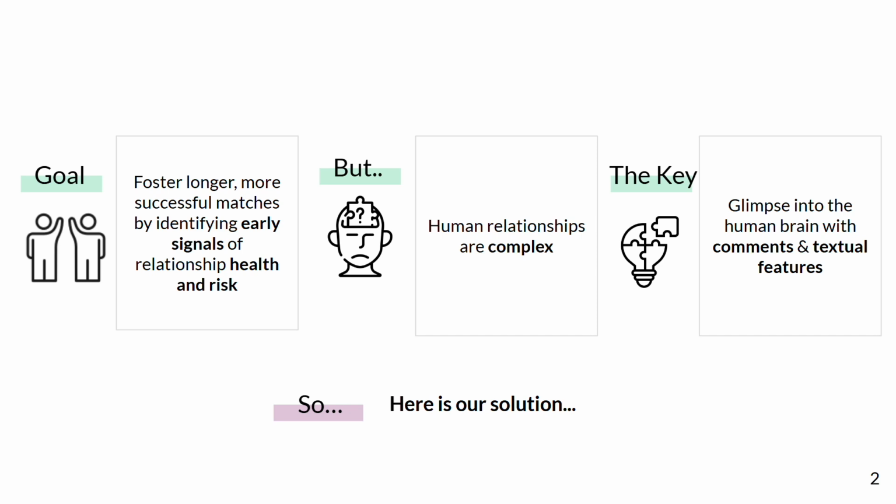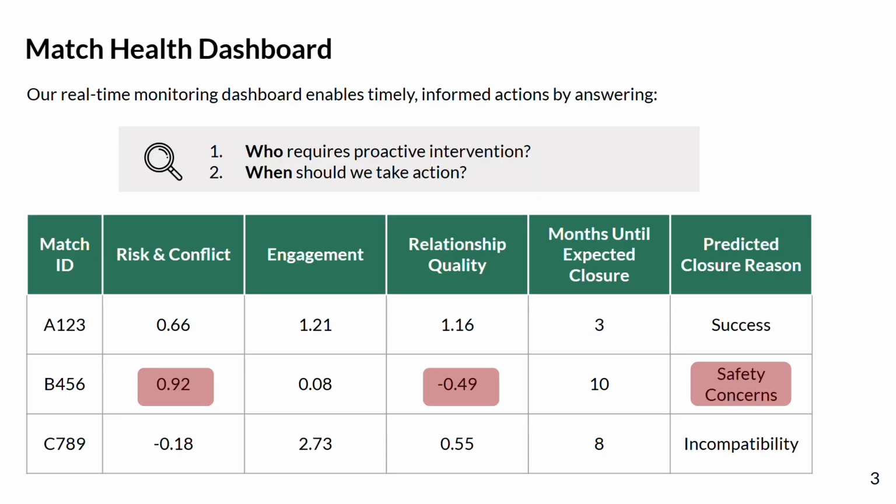Our goal is to build a strong and long-lasting match relationship, but relationships are complex, and traditional metrics don't capture the whole picture. That's where text data comes in. It offers deeper insight into matching dynamics, though it can be tricky to interpret. But no worries, we have an approach to help. We simplify the complexity. And how do we do that? We turn text data from call notes into meaningful features that uncover what's really happening in a match.